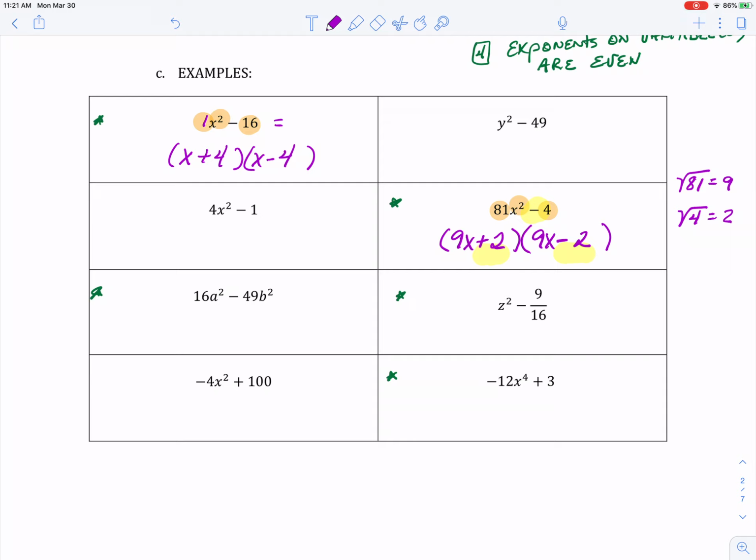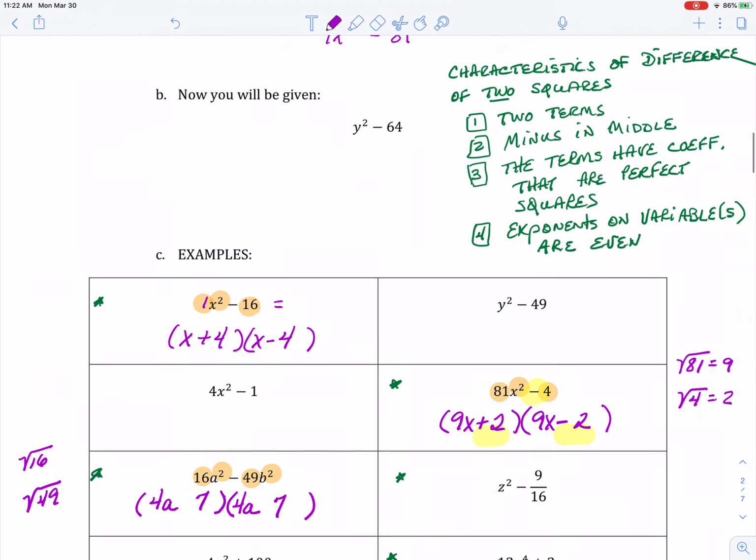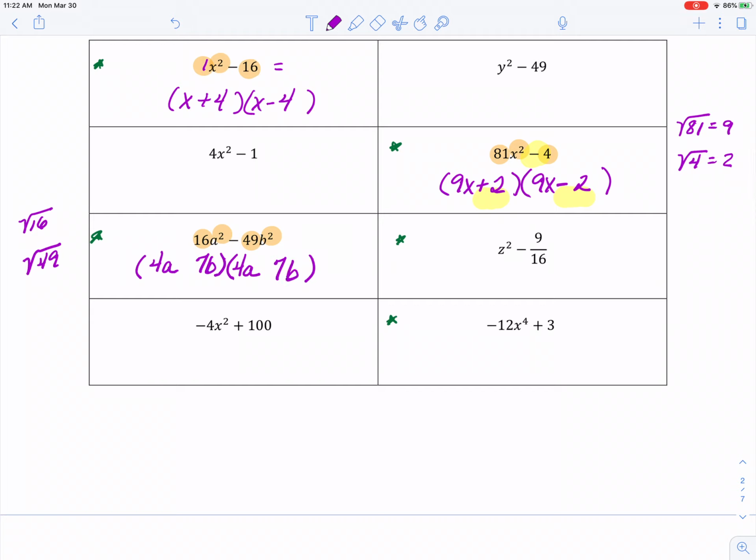All right, so coming down to this 16a squared minus 49b squared, this one has two variables in it. And again, I'm running through my characteristics. I see two terms. I see minus in the middle. I see a perfect square 16, a perfect square 49. I see even exponents. And so I'm ready. I think I have diagnosed that this is the difference of two squares. I've looked at all the characteristics. I'm taking the square root of 16 and putting 4 here. I'm taking the a squared, separating it out, putting an a in each parentheses. I'm taking the square root of 49, putting a 7 in here, and then I'm looking at this b squared and separating it out so that there is a b in each set of parentheses. So finally, I need to determine the sign, and because I want the middle terms to drop out, I put a plus in one and a minus in the other.